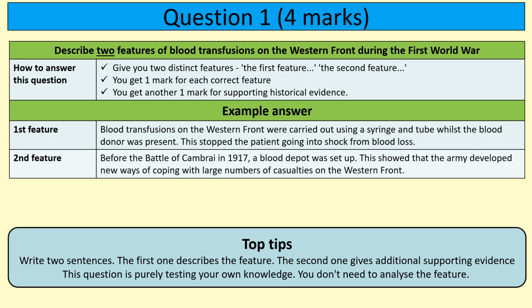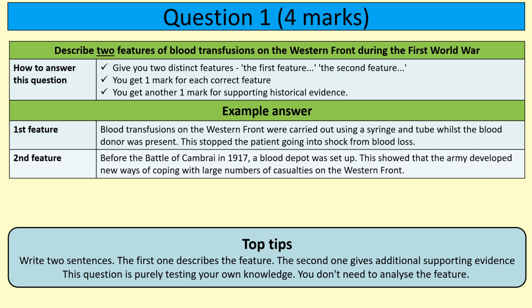So think about the first feature and then the second feature. You get 1 mark for identifying the correct feature and another mark for supporting evidence. So it's quite useful when you're thinking about this question to think about writing 2 sentences. The first one describes the features, you can see there down in the top tips, and the second one gives additional supporting evidence. This question is purely testing your own knowledge. You don't particularly need to analyse the feature.